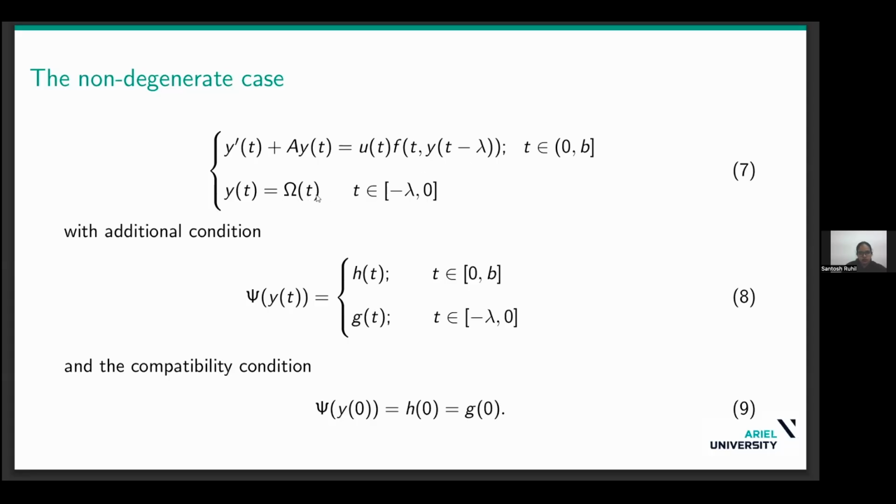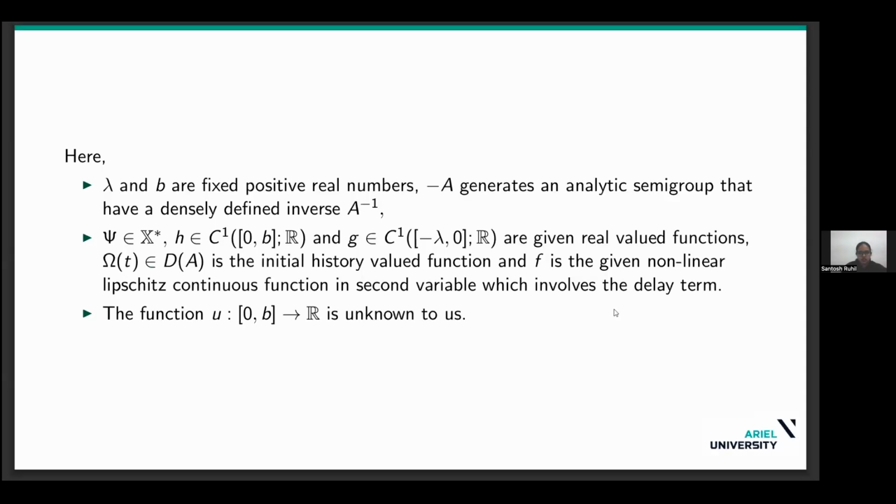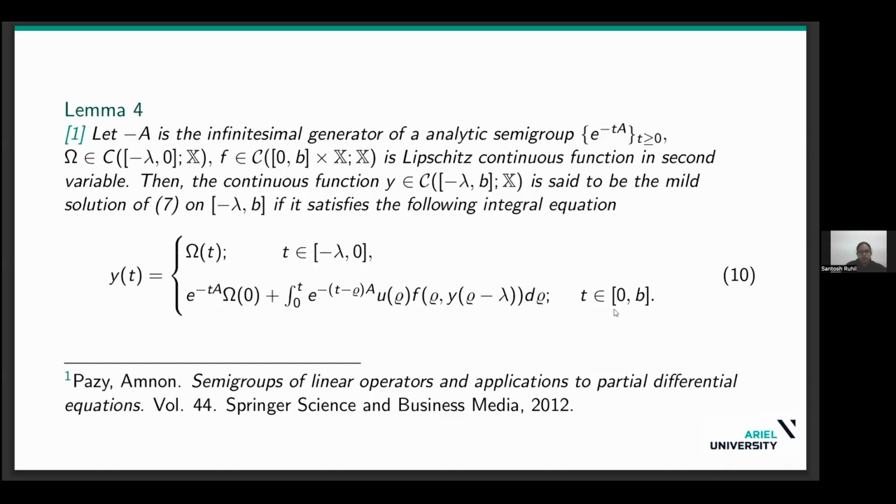This is the initial history valued function, and this is the initial condition that we have to use to find out this unknown function along with y. So we have to find out the pair u and y such that this compatibility condition holds along with 7 and 8. And these are the terms that I already told.